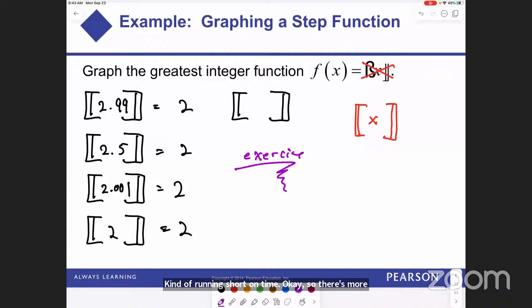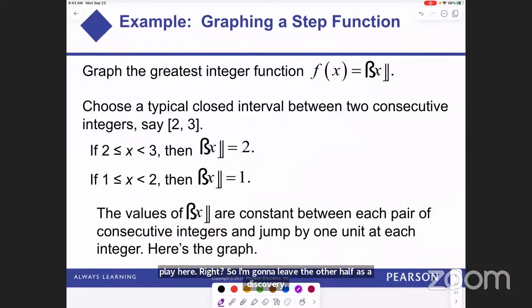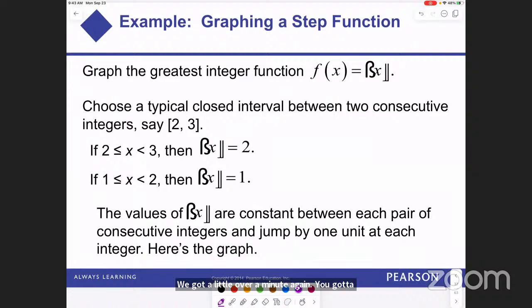Okay, because we're just short on time, I'm going to reference my video for this because I kind of want to scan. But you definitely want to check it out. I'm telling you now, there are some subtle, tricky things at play here, right? So I'm going to leave the other half as a discovery for you. We've got a little over a minute. Again, you have to change all those symbols to look like that other symbol we had a moment ago. So you just have to fix those symbols.